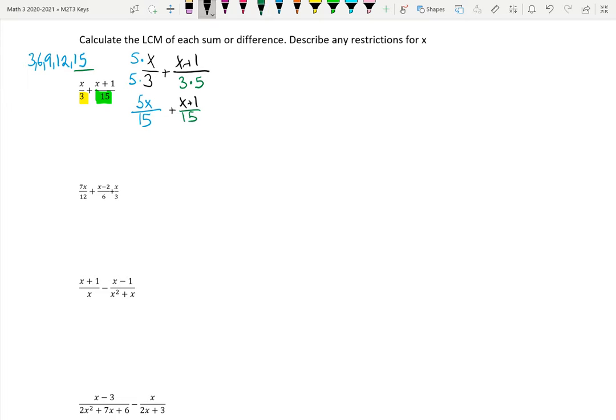Now, I'm going to go ahead and combine them together. Now, I'm going to get 6x plus 1 over 15. Notice how there are no domain restrictions because there are no variables in the denominator. If I were to just describe the domain, all numbers work, meaning negative infinity to positive infinity with no gaps.